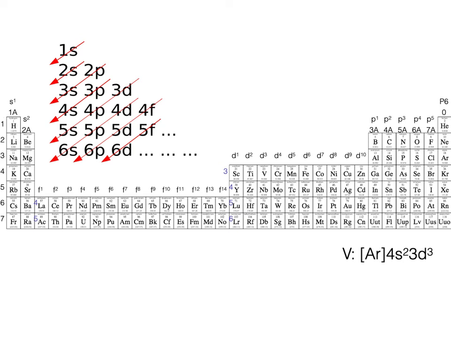And then after that argon in brackets, we're just going to continue on until we get to vanadium and write 4s2, because we have to cross that 4s block, and then 3d1, 3d2, 3d3. So the electron configuration for a vanadium atom would be argon in brackets, 4s2, 3d3.